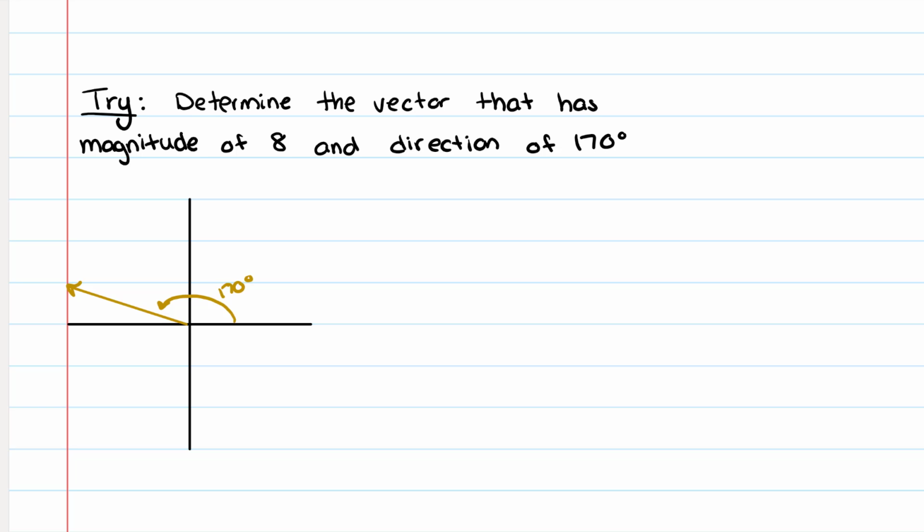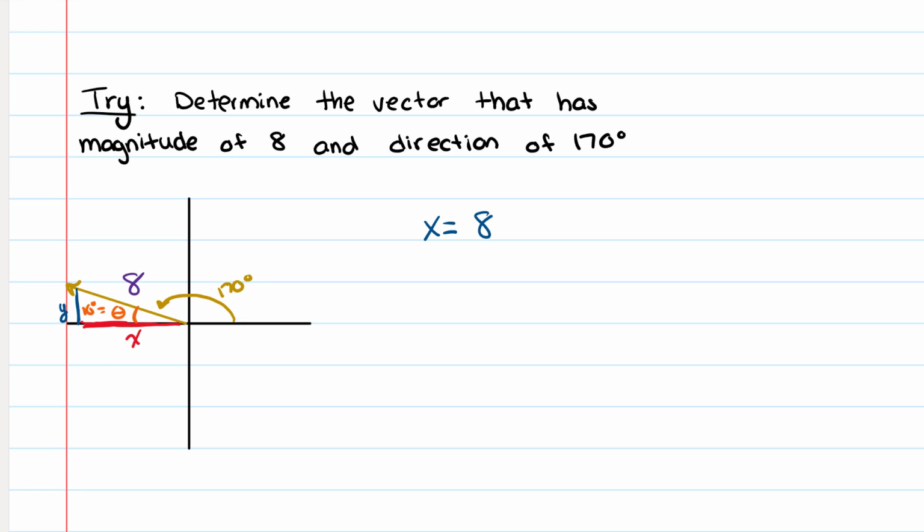Then I go ahead and draw that triangle. I draw a line down and I draw a line across. That's my x and that's my y. And my theta is going to be this number in here, which is actually only 10 degrees. It's not 170. And my magnitude is 8. So then in order to find that, x is going to be equal to 8 cosine of 10, and y is going to be equal to 8 sine of 10.